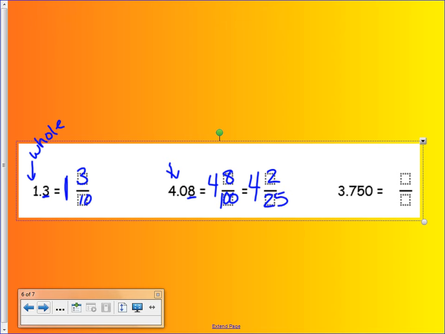The next one here, our whole number is 3, so it stays out in front. And then it's 750 thousandths. Again, that is one that can be simplified, but just for the purpose of this video, converting a decimal to a fraction, we're going to stop right there. If you need to, pause the video here.